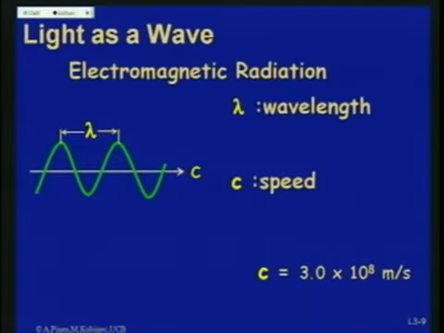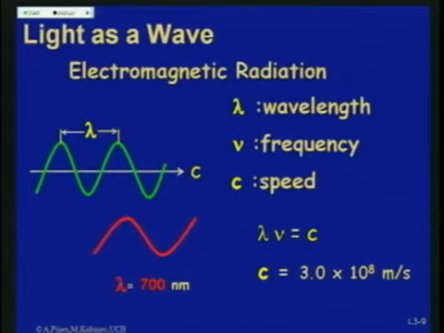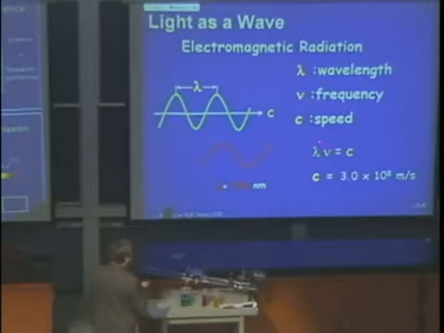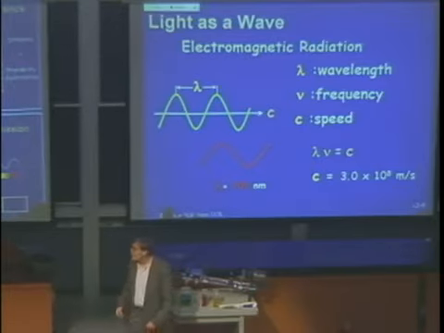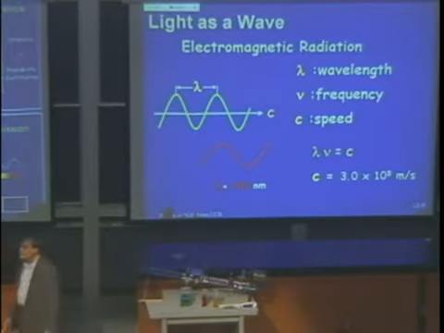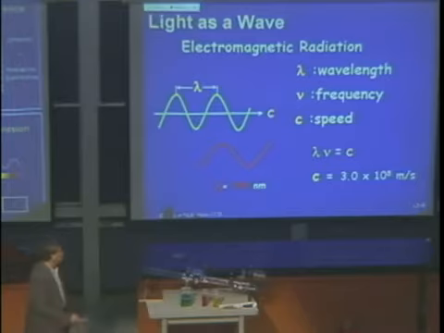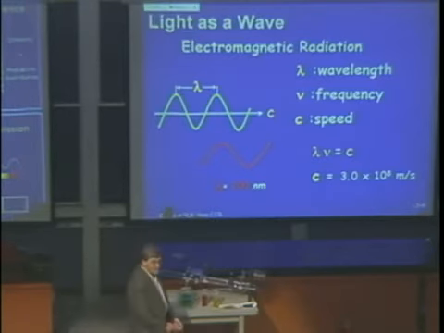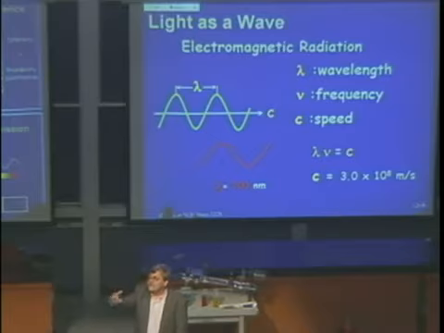So we have the wavelength, and then we have the frequency. And for light, the wavelength times the frequency is c, the speed of light. That means the wavelength, c divided by nu, is inversely proportional to the frequency, and vice versa. The frequency is inversely proportional to the wavelength. Okay?